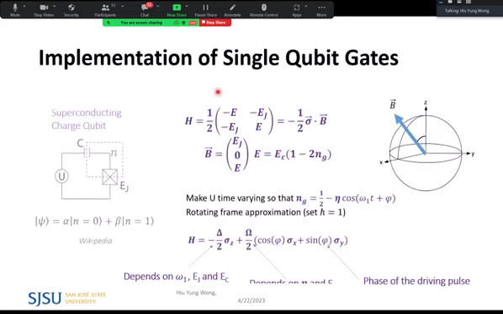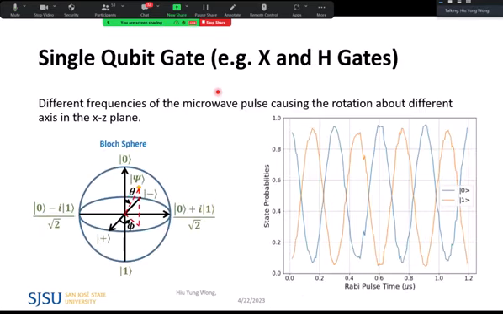Okay. So there is the single qubit gate. For example, here we can apply the X and Hadamard gate, and then we can let it oscillate from 0 to 1, 0 to 1, right?